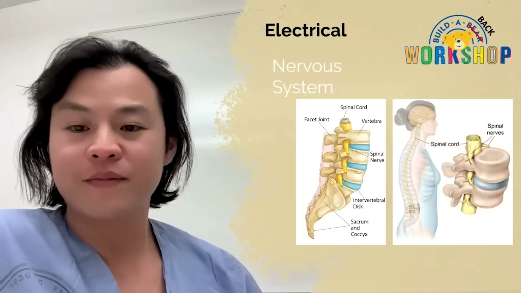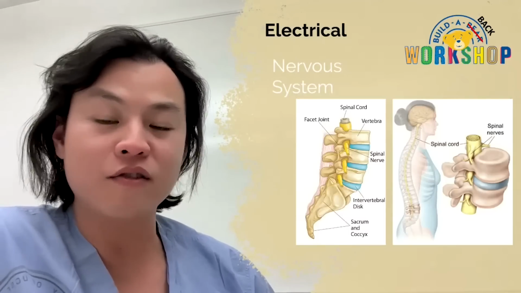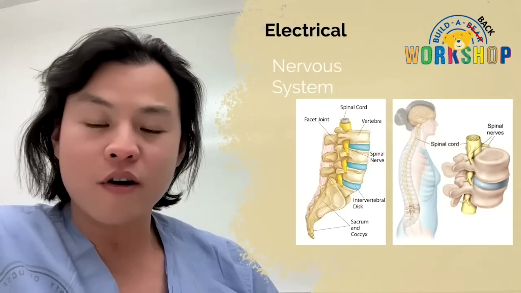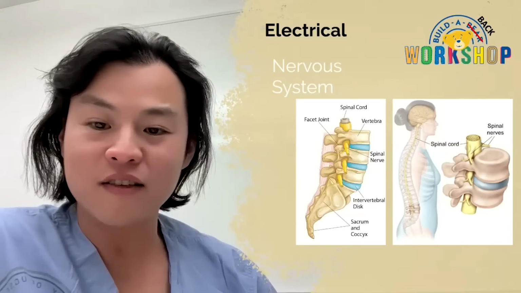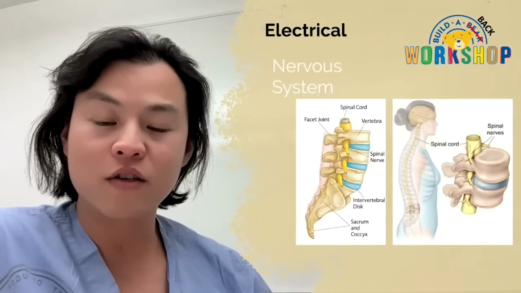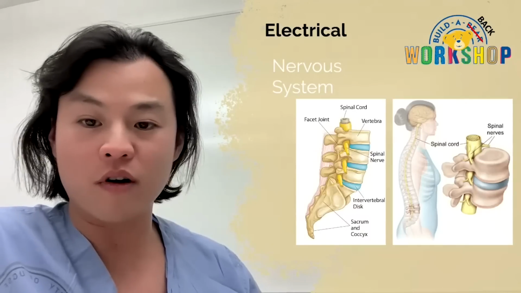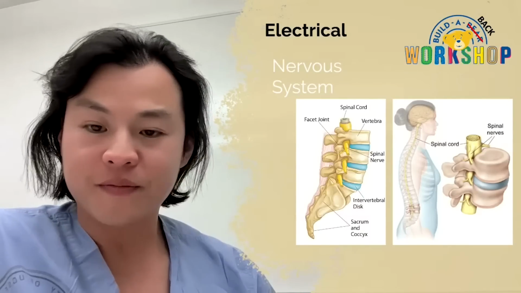Next, we run the electricals. And in this case, it's the nervous system. So there are foramens or holes, as well as canals that are formed so that the spinal cord can connect to the brain, which is kind of like the motherboard or the electrical panel, and to the rest of the body.